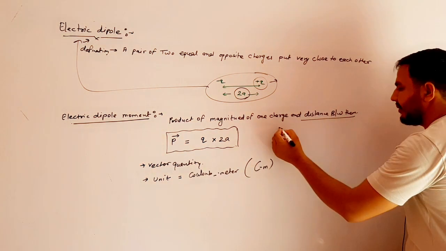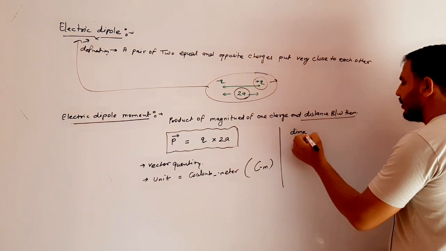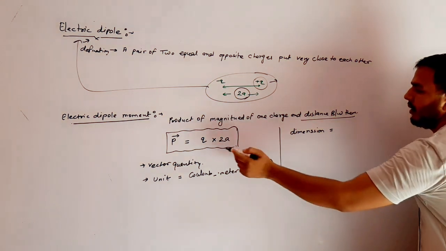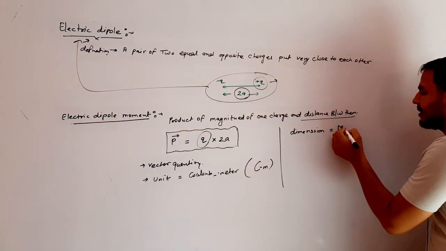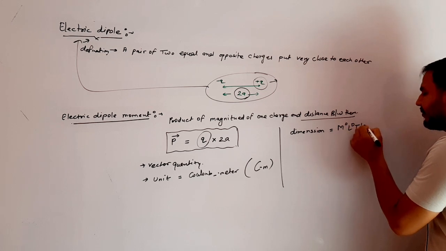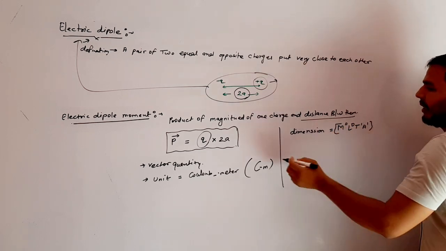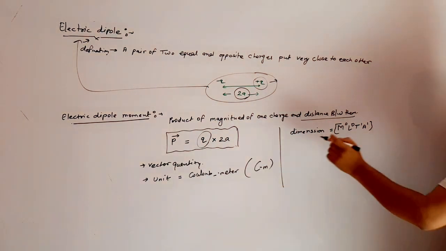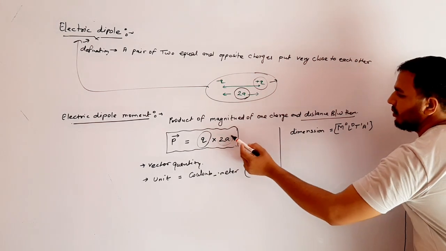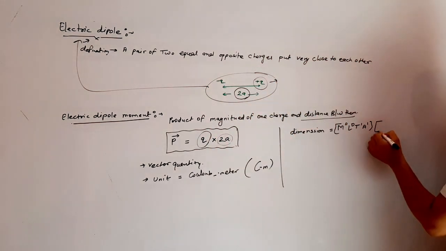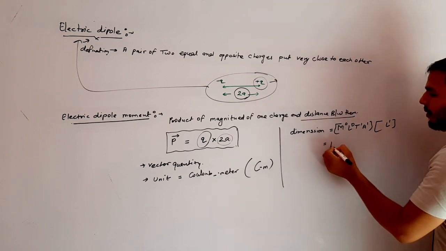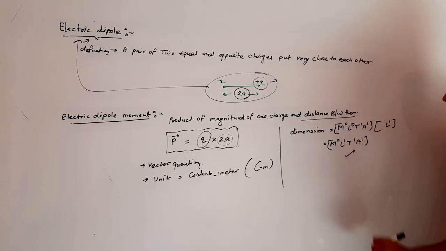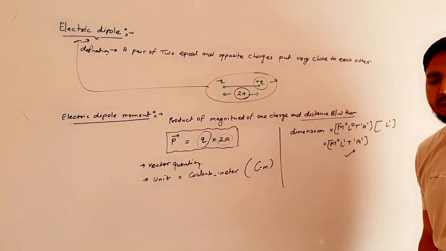Next, dimension. Dimension of it is, we know that the dimension of charge is 0011. Clear? Here 2 is a pure number, so there is no dimension for a pure number. a is a meter and 2a is the total distance, so distance L1. M0 L1 T1 A1. It is the dimension of electric dipole moment. Clear?